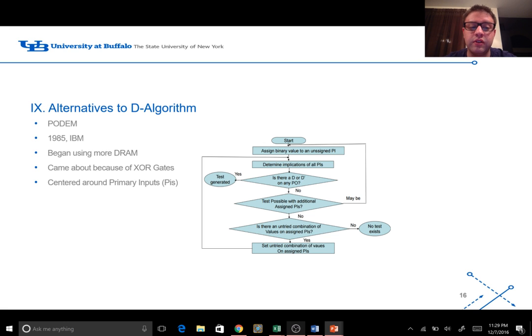This alternative is centered around the primary inputs to the entire circuit, which we can kind of see here: assign a binary value to an unassigned primary input, and then determine the implications of all primary inputs. In essentially this alternate to the D algorithm, which again is outlined very well in my paper, much more so than this 10-minute presentation, it really centers around those primary inputs as opposed to internal signals, which the D algorithm really focuses on.